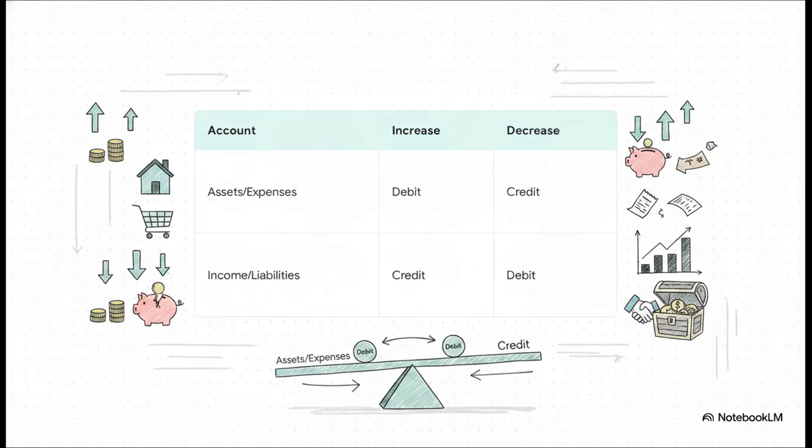Okay, so this is the core rulebook for recording transactions. We're looking at two main families of accounts. First up, assets and expenses. When these go up, you record a debit on the left. When they go down, you record a credit on the right. But check out that second row. Income and liabilities behave the exact opposite. For them, increases are credits and decreases are debits. Mastering this sort of seesaw effect is exactly how the accounting cycle stays in perfect balance.